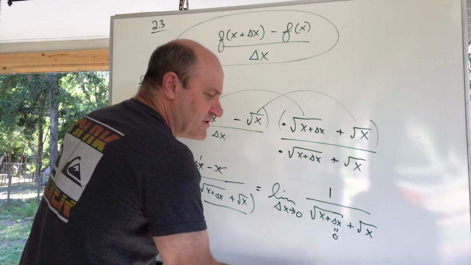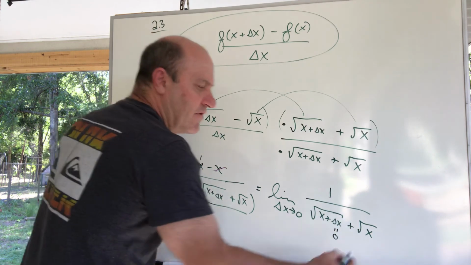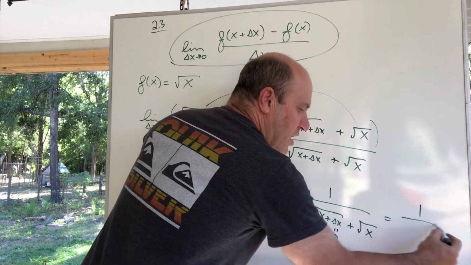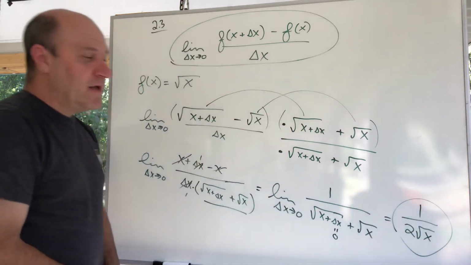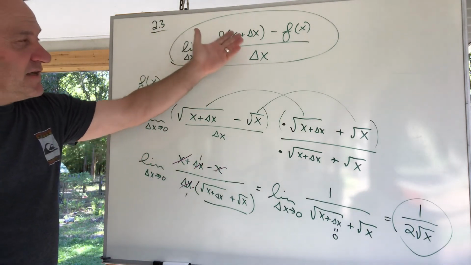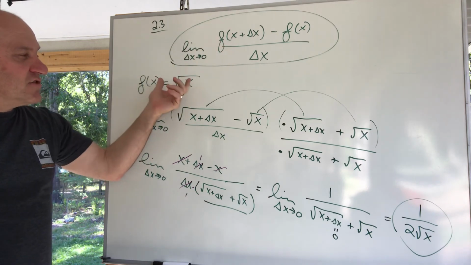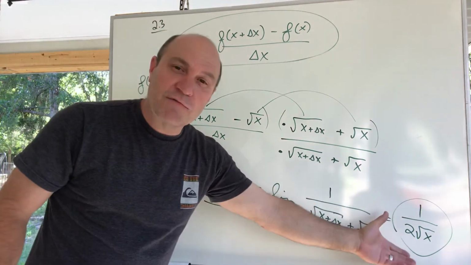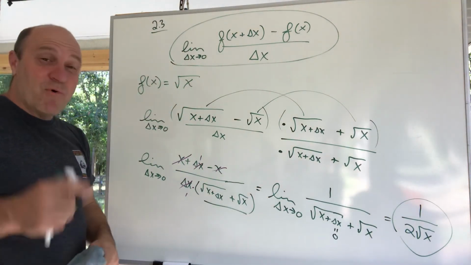This little delta x goes to 0, and I've got the square root of x plus another square root of x. So I think the answer is 1 over 2 square roots of x. That's my new function created by doing this difference quotient and taking the limit of this difference quotient as delta x goes to 0. You do this to this function, and you create this new function called the derivative. All right, good luck. I've got more to say in 2-3.